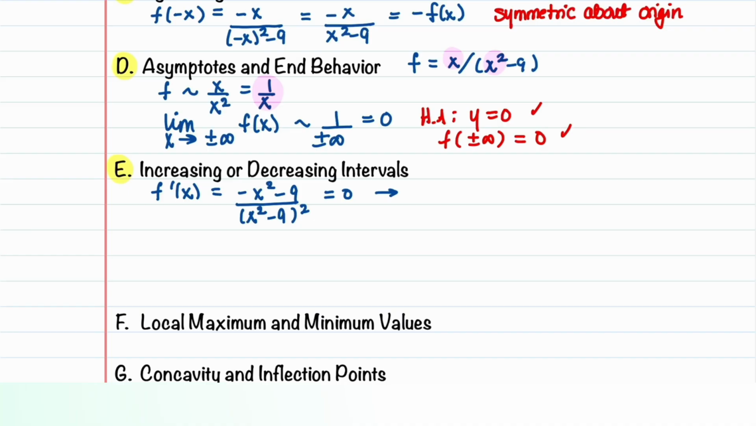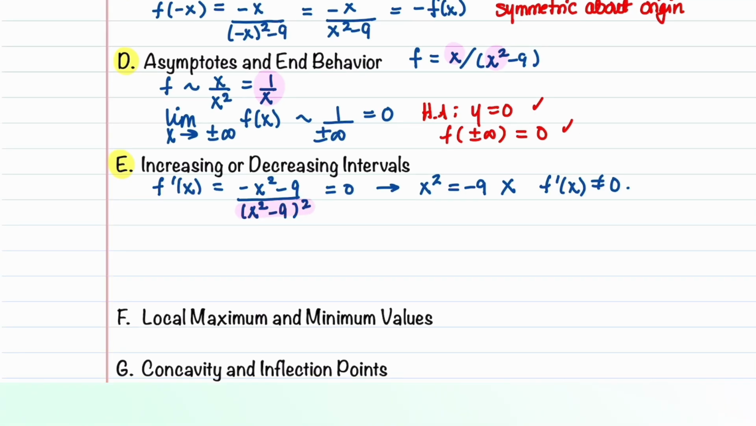This gives us x squared is equal to minus 9. That can never happen. So our derivative, f prime of x, is never going to be equal to 0. So no critical values from that. But we may get critical values where f prime is undefined. It's undefined at plus or minus 3, but our function is also undefined there. So we have no critical values.